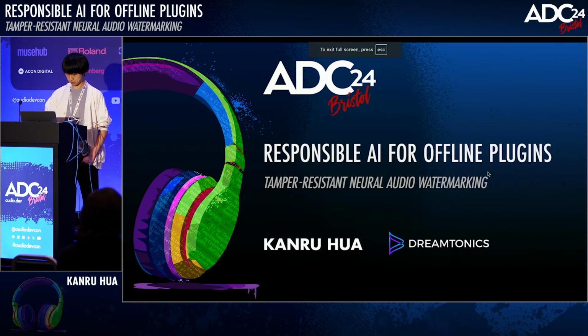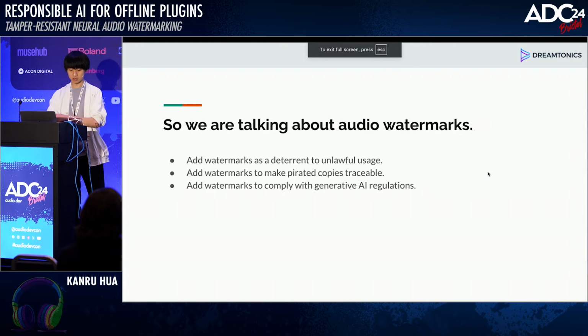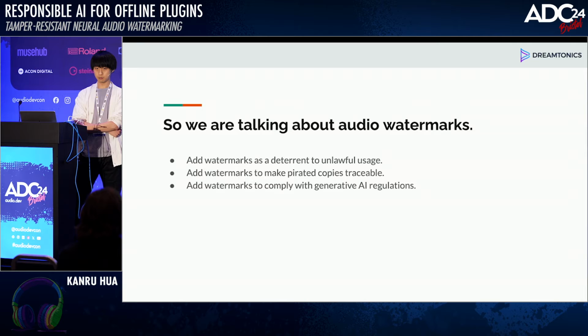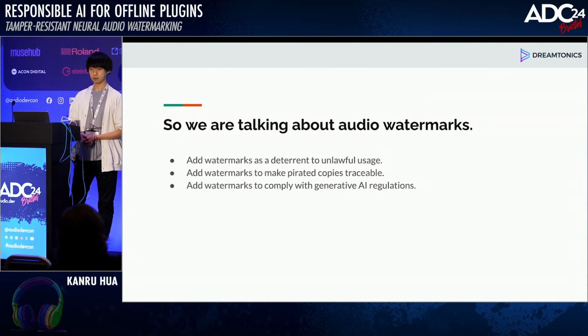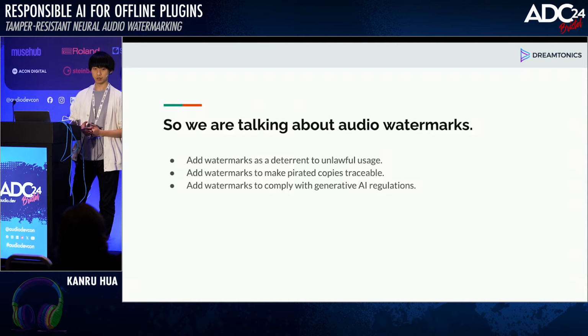So with that, let's start. We're talking about audio watermarks. There are a couple of reasons for adding audio watermarks. For Vocoflex, we want to add watermarks as a deterrent to unlawful usage. And for all the practical software developers, it'll be good if you have some way to track if, unfortunately, you have any pirated copies. You want to make them traceable to know who's making these copies. And lastly, there are emerging laws and regulations when you're making generative AI-powered audio applications. You may be required by law to add a watermark to track who's using the software.